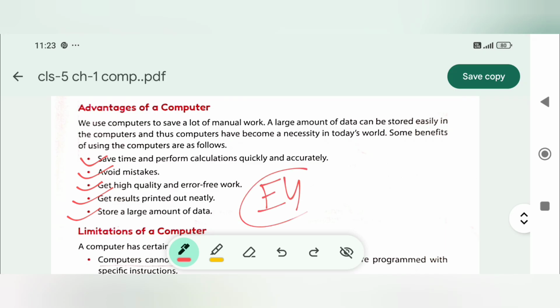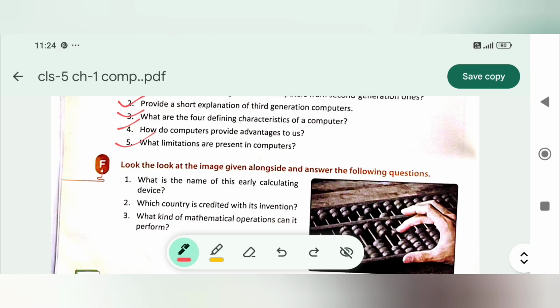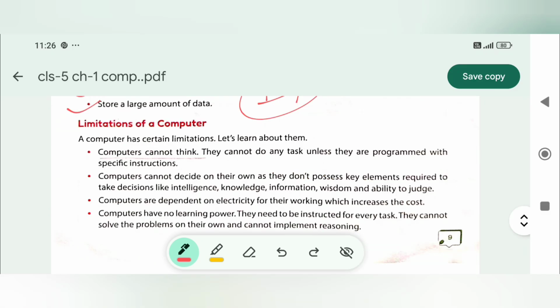ICA 4. Question number 5. What limitations are present in computers? Limitations are: computers cannot think, they cannot do any task unless they are programmed with specific instructions. Computers cannot decide on their own as they don't possess key elements required to take decisions like intelligence, knowledge, information, wisdom, and ability to judge. Computers are dependent on electricity for their working, which increases the cost. Computers have no learning power. They need to be instructed for every task. They cannot solve problems on their own, cannot implement reasoning. ICA 5.